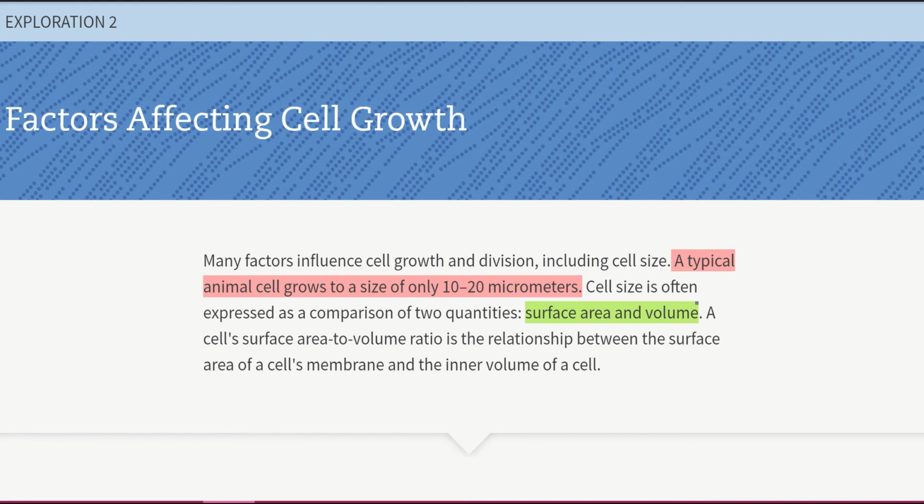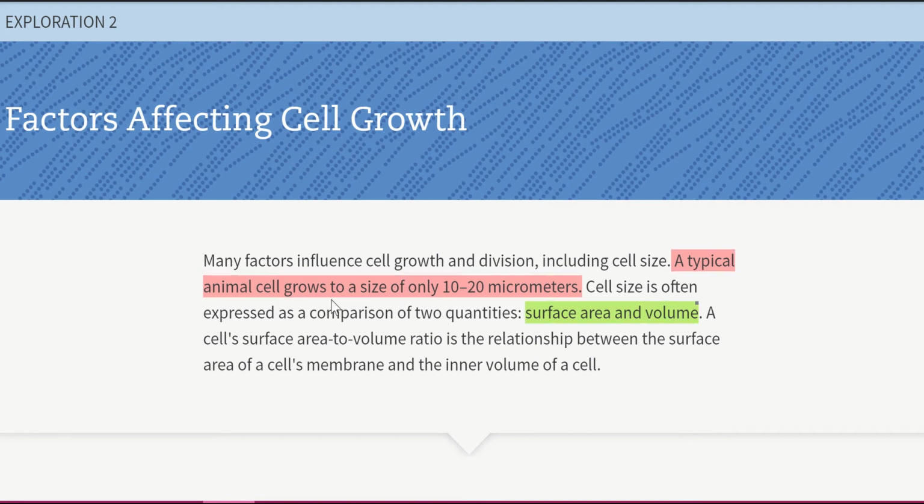We're still in Unit 5, Lesson 1, but now we're looking at Exploration 2, the second part of Unit 5, Lesson 1. Really what we're going to talk about in Exploration 2 is how cells divide, when they know to divide, and what size of cell is going to be the perfect size. So a typical animal cell grows only to 10 to 20 micrometers.